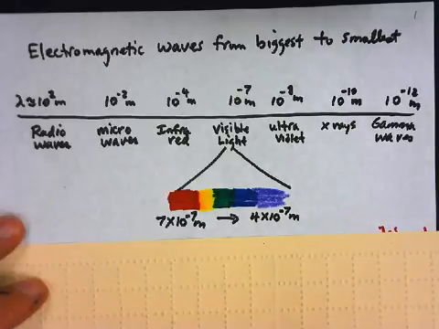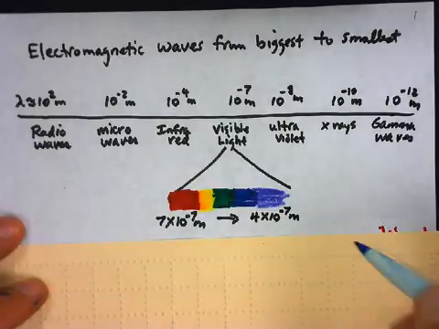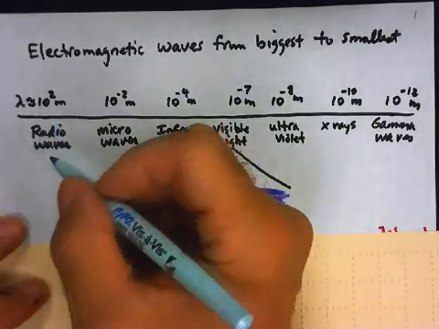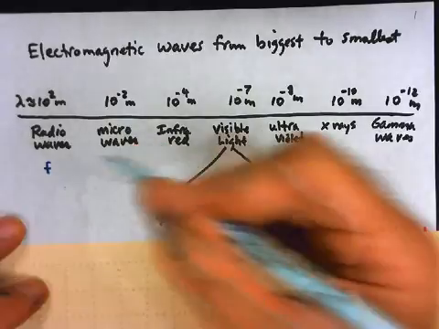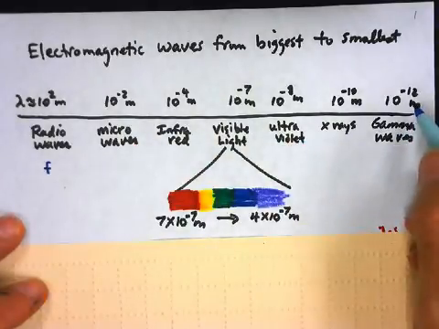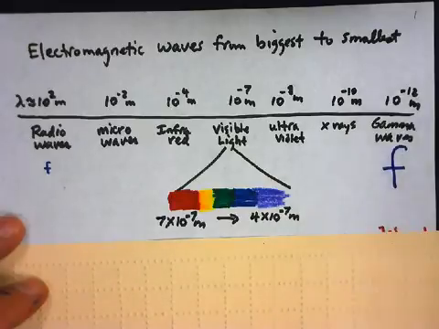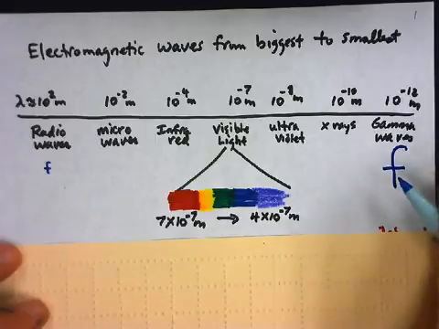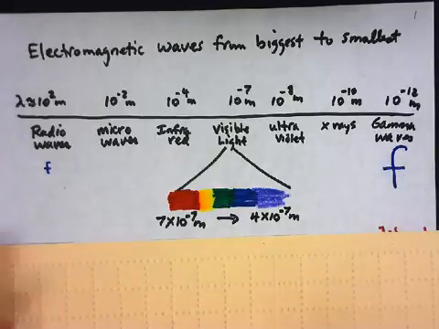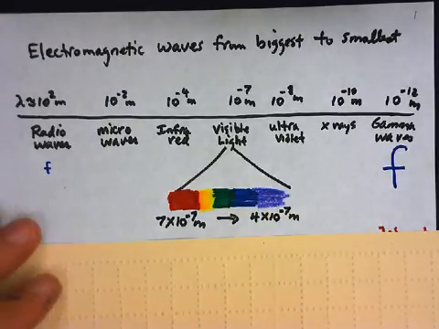So the frequencies are actually inversely related to the wavelength. If we have a big wavelength over here, we have a tiny frequency. We have a small wavelength for gamma waves, so we have a really big frequency. And as we'll learn in a minute, the bigger the frequency, the more energy a photon of electromagnetic energy has.